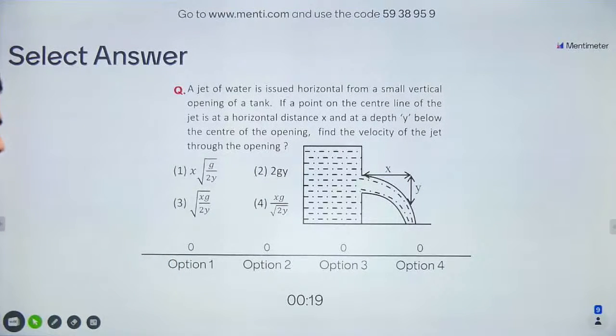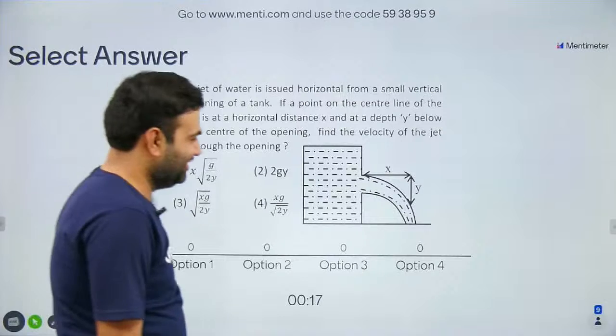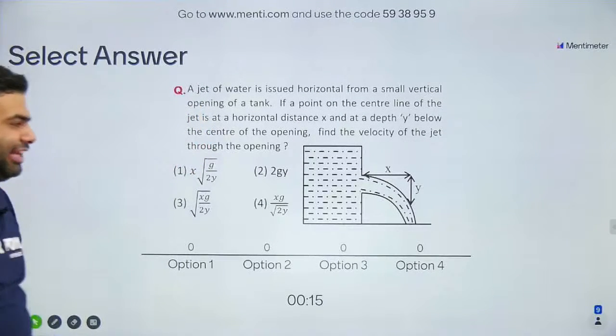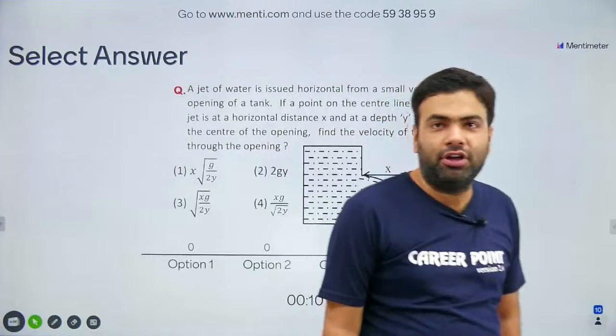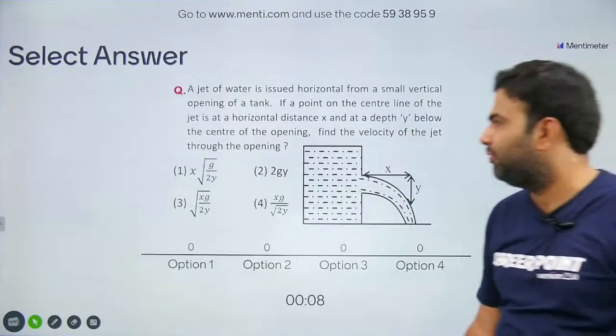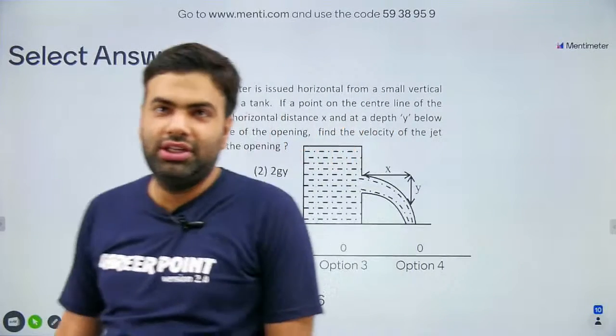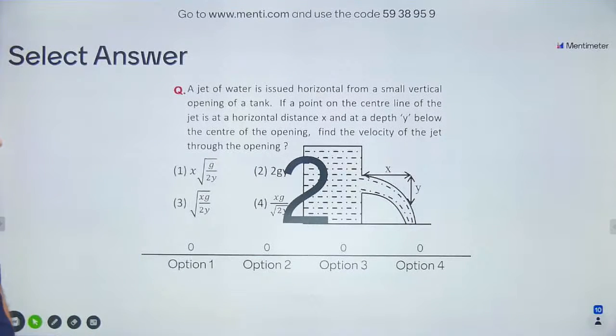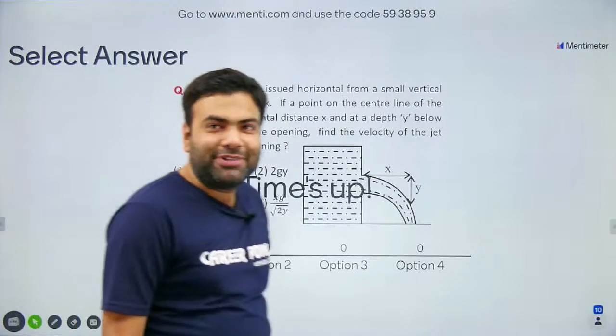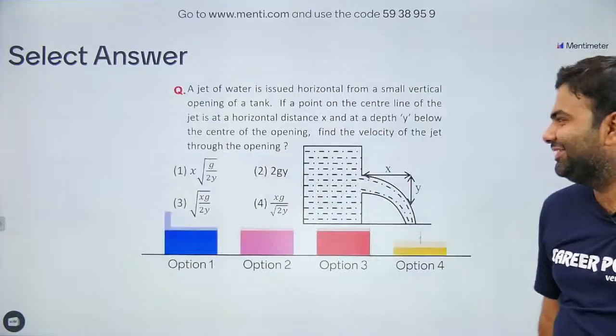Nine students have answered. Okay, let me give you a hint. This includes the formula of range and time of flight. Basically, range means it is including the time of flight. Time up, time up, time up.